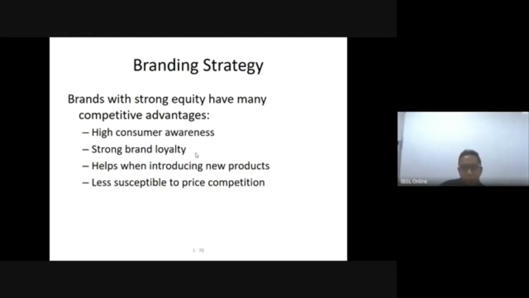And it helps when introducing new products. Annually, or even more frequently, Apple is launching new products or new phones. Apple started with iPhone 5, 6, 7, 8, 9. Now it is iPhone 12 that they have recently launched. And they are less susceptible to price competition, because if there's a new version of the Apple phone, people don't look at the price, they will just buy because of the strong brand loyalty it has.